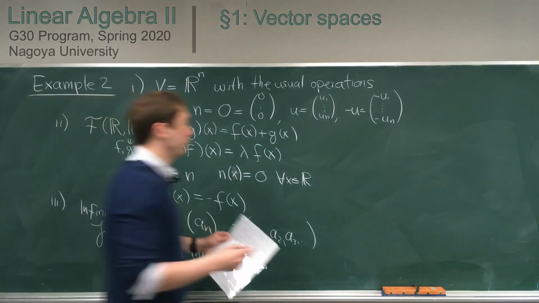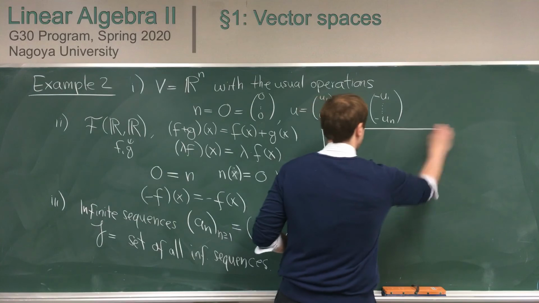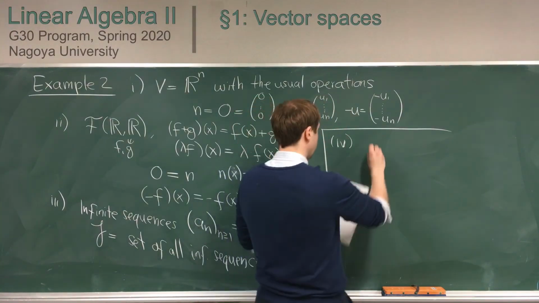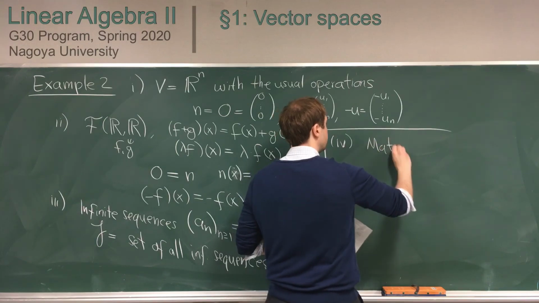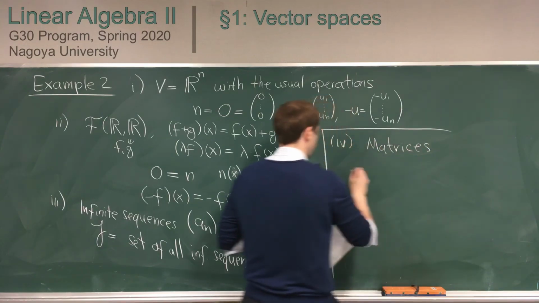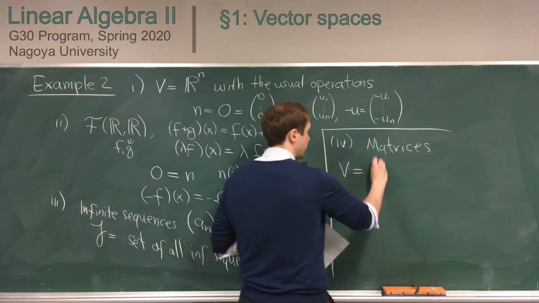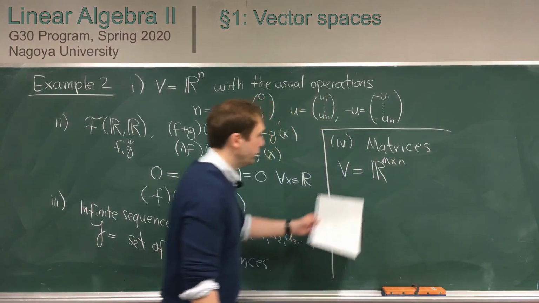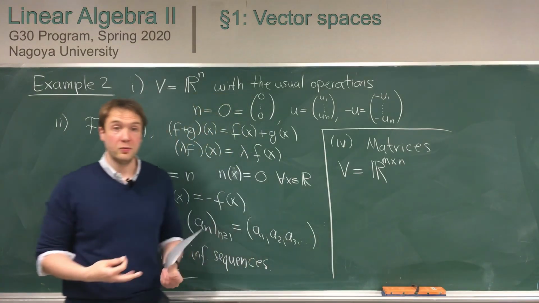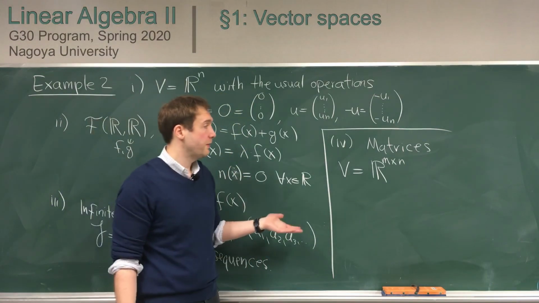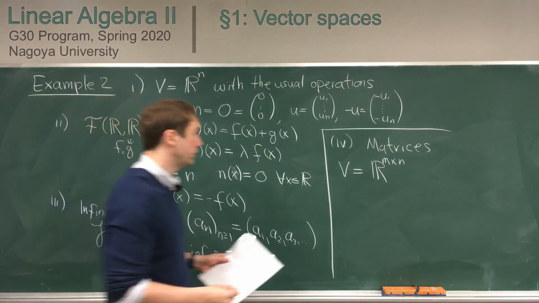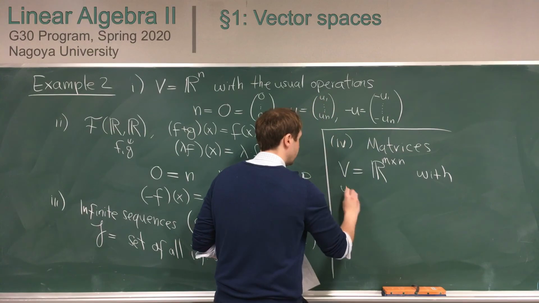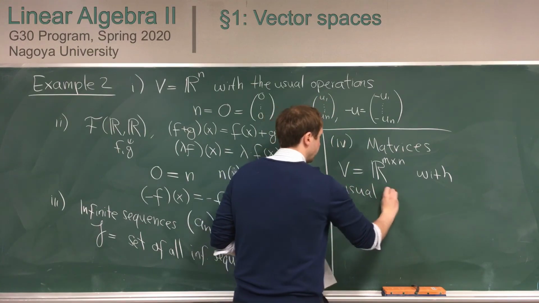And the last example I want to give is example number 4, matrices. We can take as a set V the set of m times n matrices. For these we also define what it means to add two matrices and also to multiply a matrix with a scalar. So here again with the usual operations.